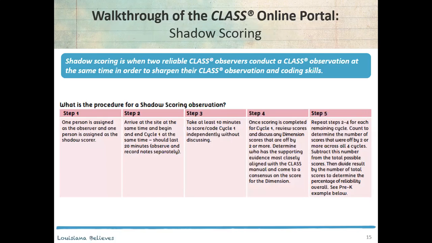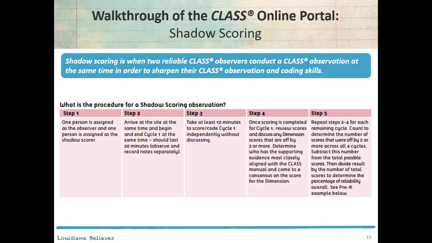We have a 5-step process for what this should look like. Step 1. First of all, somebody needs to be the observer and somebody needs to function as the shadow scorer. Step 2, you're going to arrive at the site at the same time and begin and end each cycle at the same time.